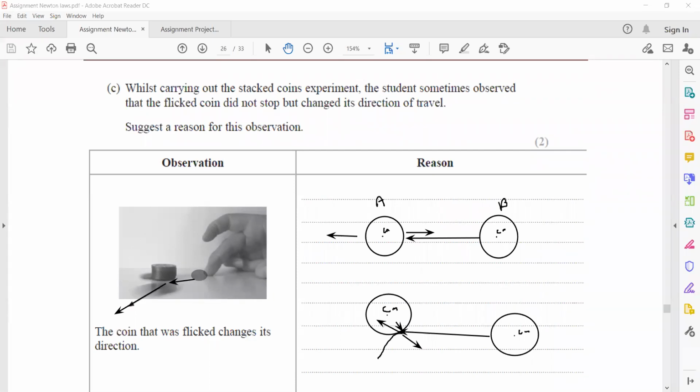The idea is that the direction of the force on the flicked coin from the stack is in a different direction to the initial one. If this is the initial direction and the force is in the same line to oppose the motion, it will stop. But here, this is the direction of the motion, but the force is not in the same direction as the initial one. That's why this force will cause a change in direction.